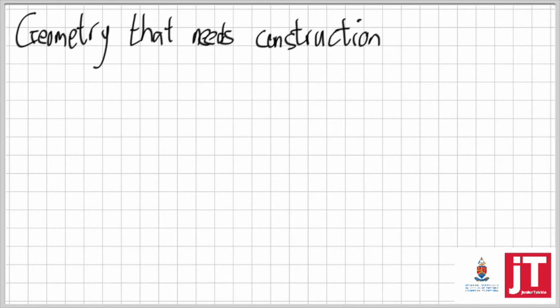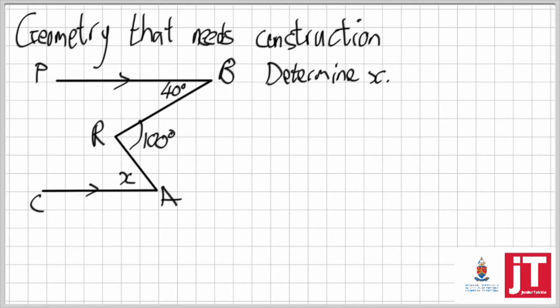So let's say I give you this sum, and I tell you that PB is parallel to CA, and I ask you to determine X. I want you to try this yourself first, and then come back to the video and we'll discuss it.